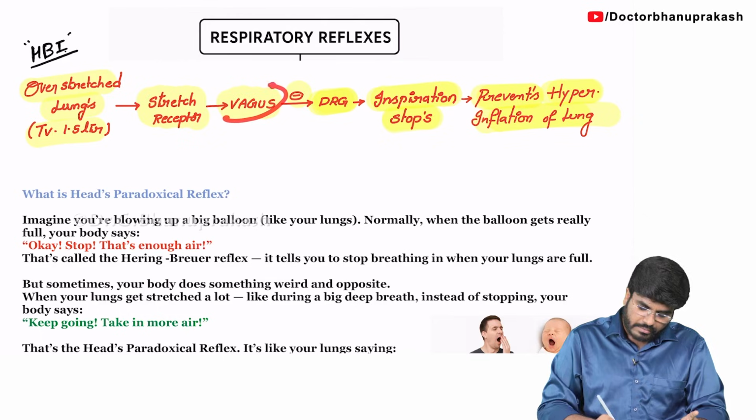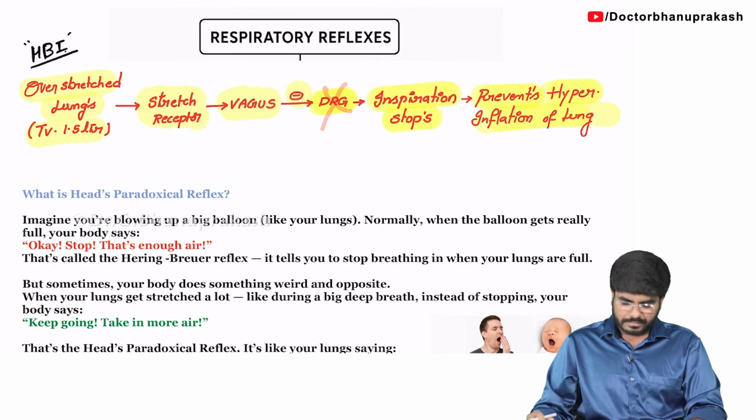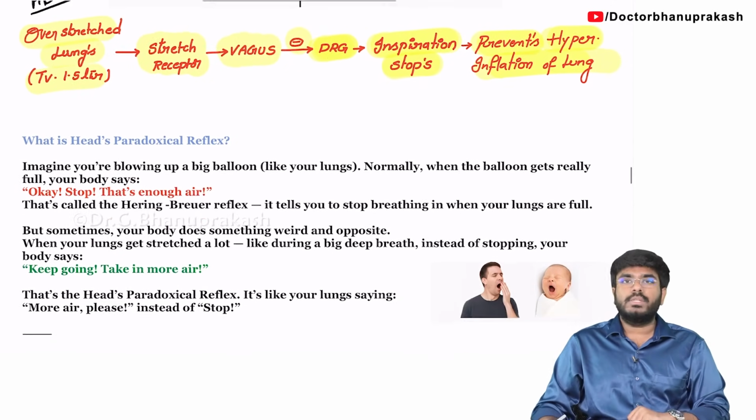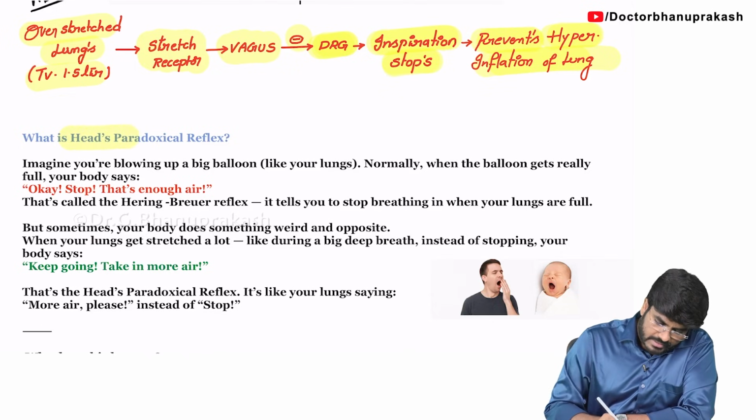So which nerve is involved? Vagus nerve is involved. Remember, who is inhibited? The dorsal respiratory group is getting inhibited. Done. Now after discussing the Hering-Breuer inflation reflex, let's see what is Head's paradoxical reflex.